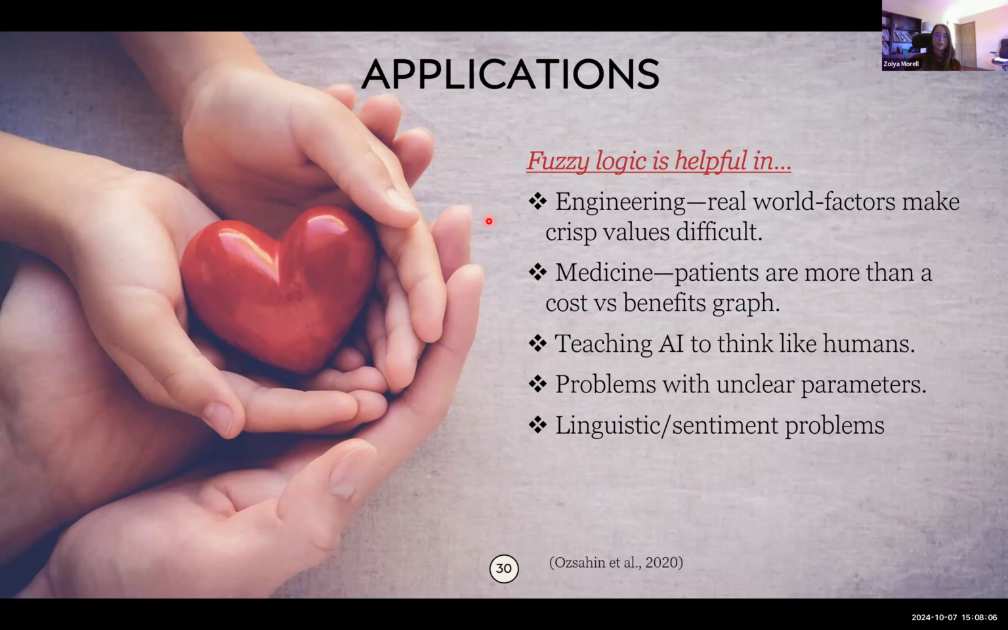And it's really useful for teaching AI to think like humans. We're not great at this yet, but I see a lot of progress happening in this area as we teach AI how to fuzzificate data. And that is involved a lot in like LLMs and how they interpret linguistic variables, how they interpret text. Can they detect sarcasm in something you said, something like that. They're good in problems with unclear parameters because then you're kind of defining your own rules and parameters, and linguistic and sentiment problems.